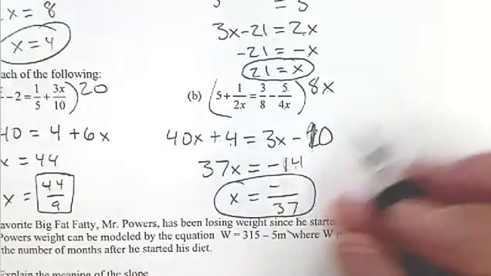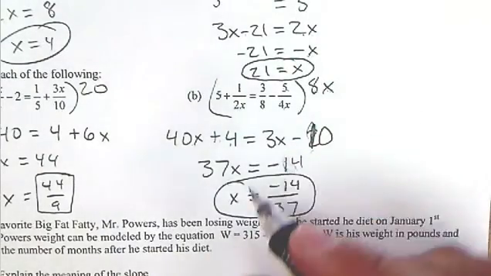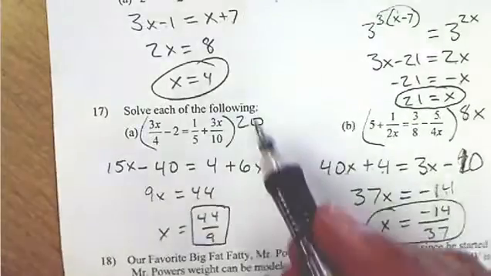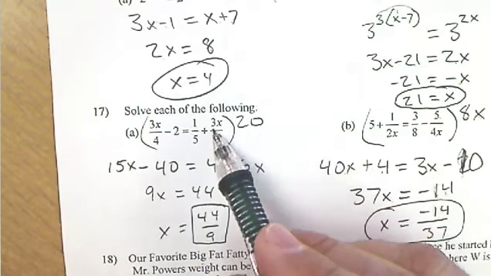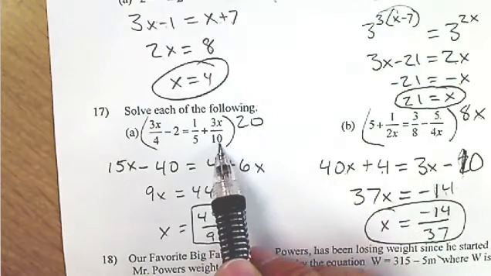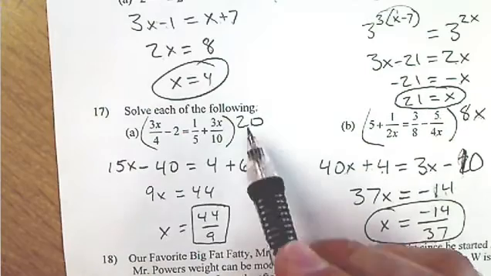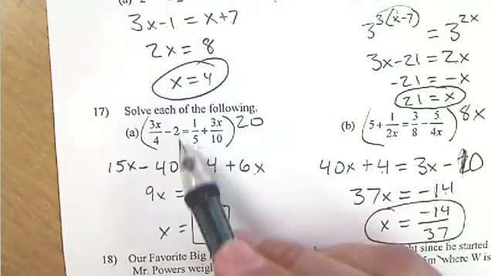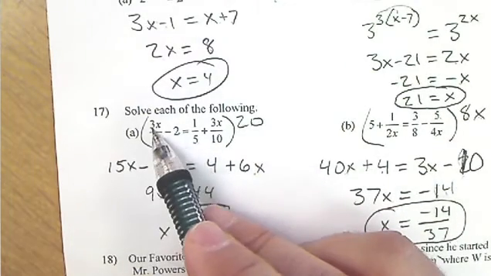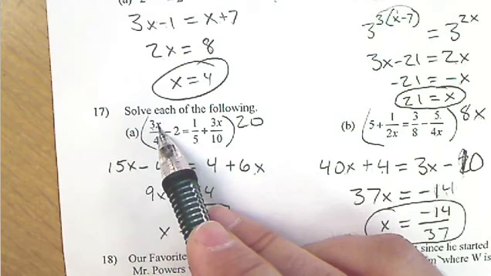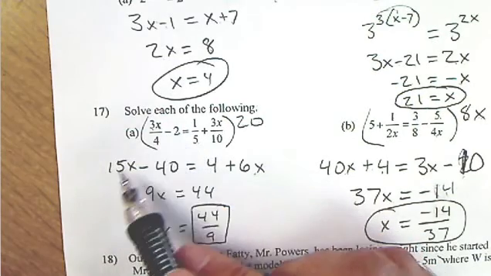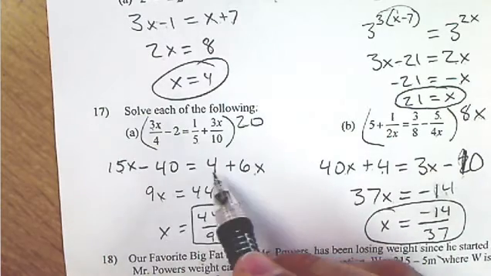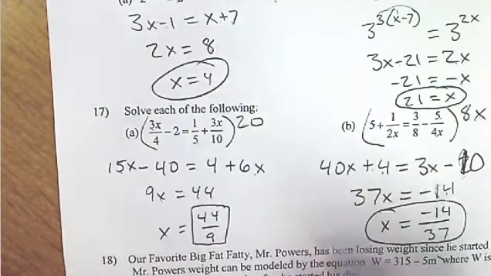That's negative 14. Subtract 3x from both sides and you get 37x. Common denominator on there is 20. 20 times that divided by 10 gives me 6x. 20 times that divided by 5 is 4. 20 times 3x is 60x divided by 4 is 15x. Subtract 6x from both sides. Add 40 to both sides.